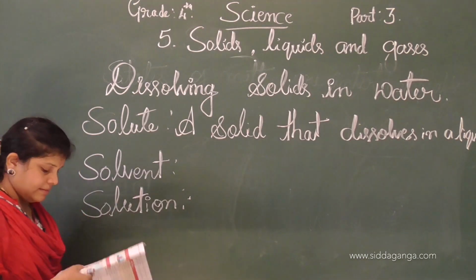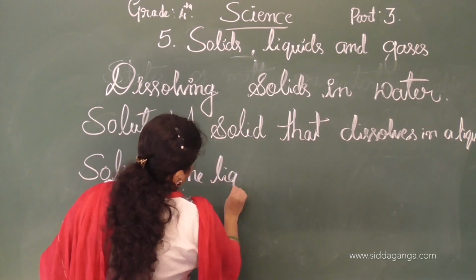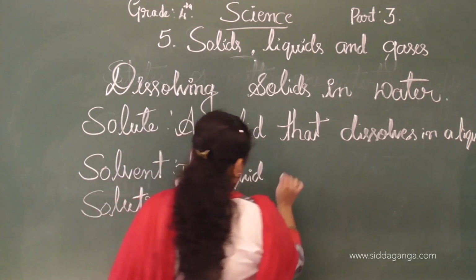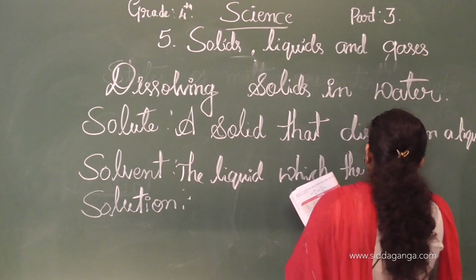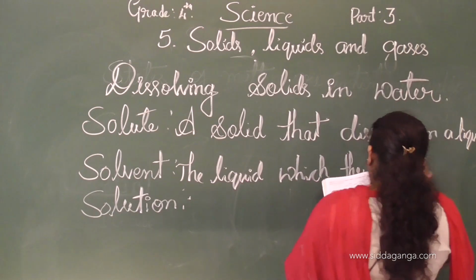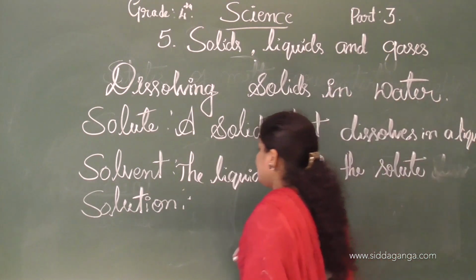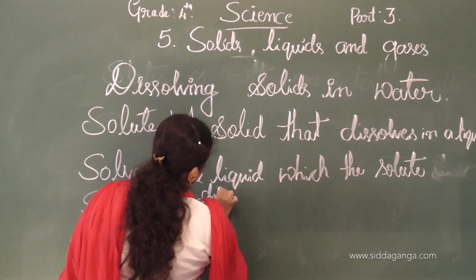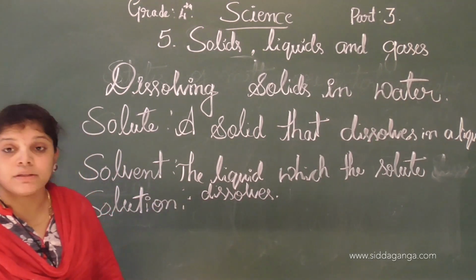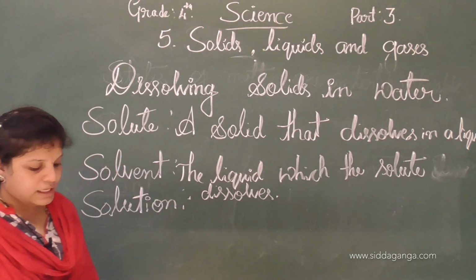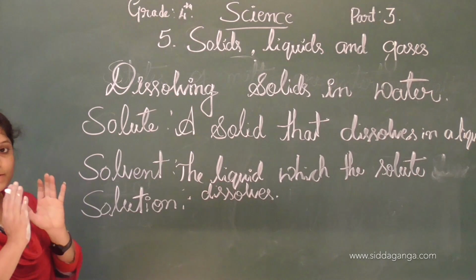See, solvent means the liquid in which the solute dissolves. The liquid in which the solute dissolves, that is called what? Solvent. It's a liquid. Solvent is a liquid and solute is a solid.